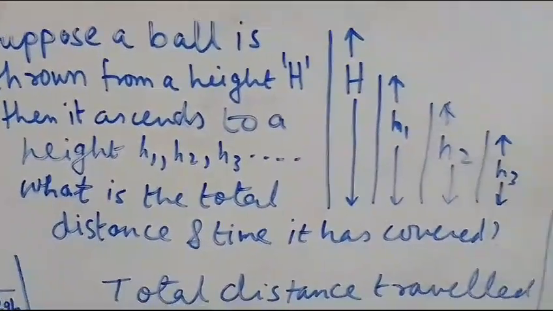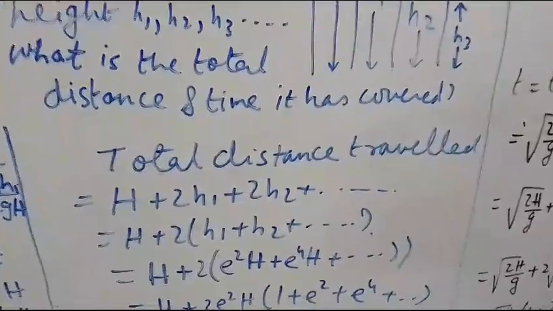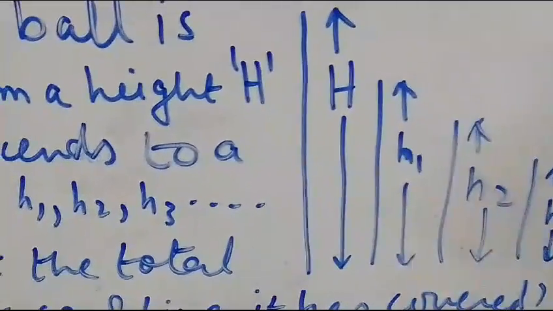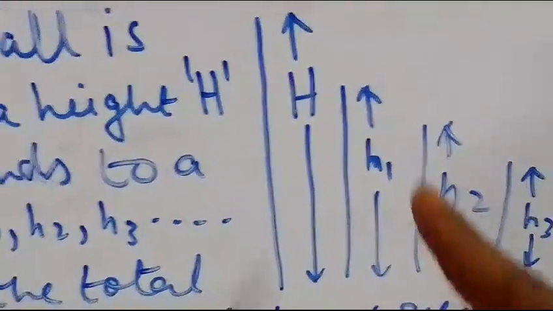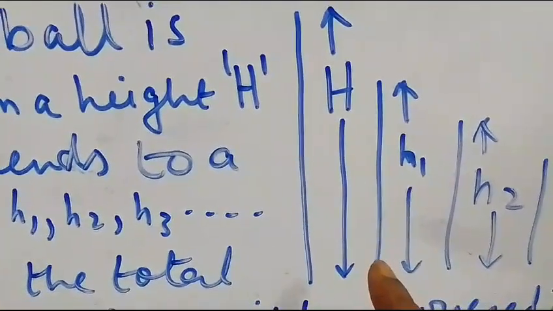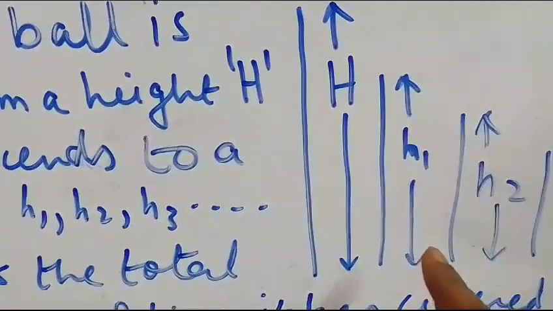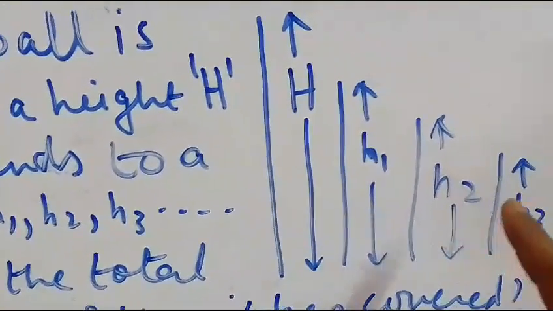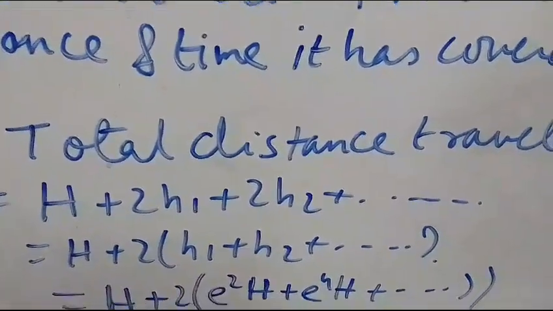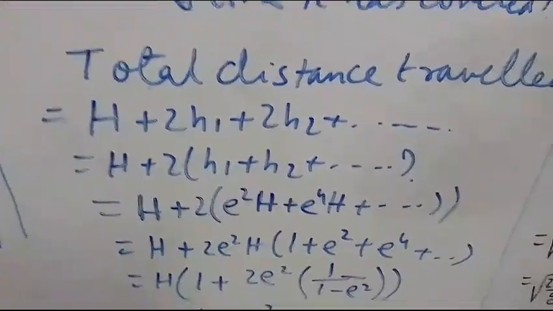What is the total distance and time it covers? Let us do one thing. The total distance travelled is H plus 2 h1 plus 2 h2 plus 2 h3. Why? Because once it falls from H, it goes up to h1, then drops again, goes up to height h2, then h3, and it goes on like this. So H plus 2 into (h1 plus h2 plus ...).